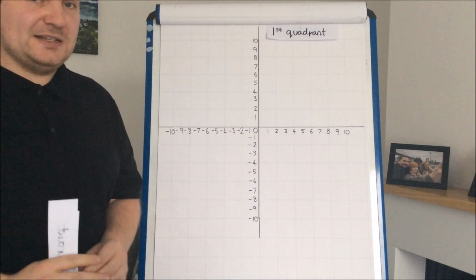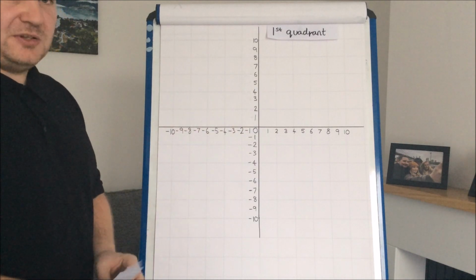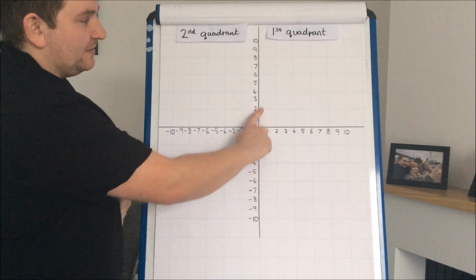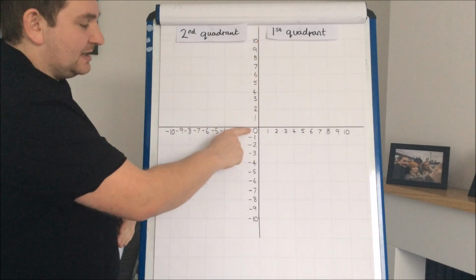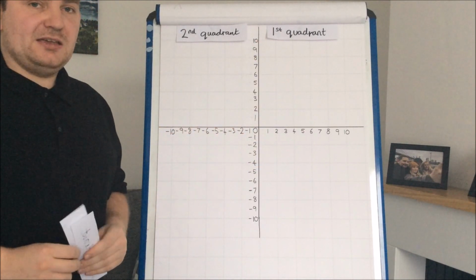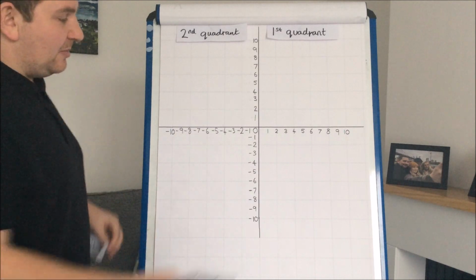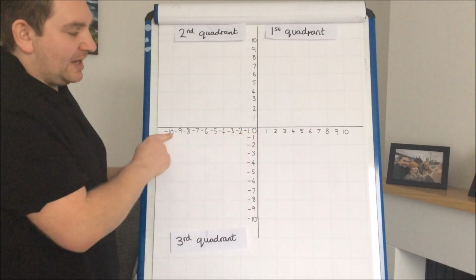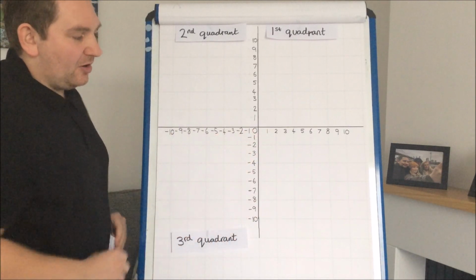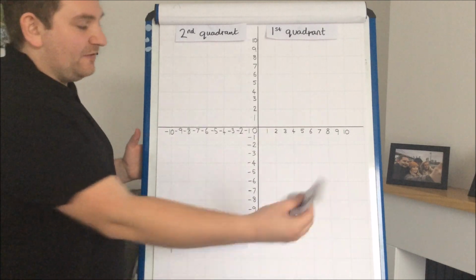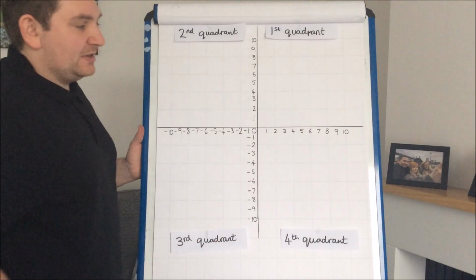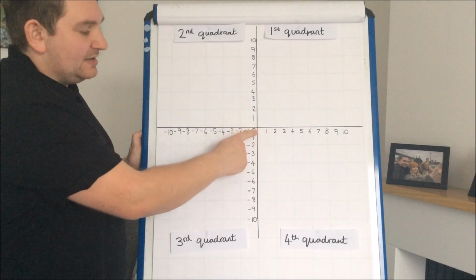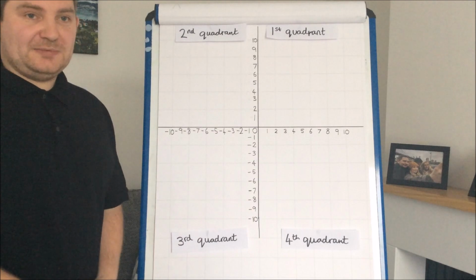We go anti-clockwise when we're naming them, so we're going to go to the next one over here, which is the second quadrant, where you should be able to see that we have positive numbers on the y-axis and negative numbers on the x-axis. Then we come down to the third quadrant, where we have negative numbers on the x-axis and negative numbers on the y-axis. And then finally we have the fourth quadrant, which is here, where we have positive numbers on the x-axis and negative numbers on the y-axis.